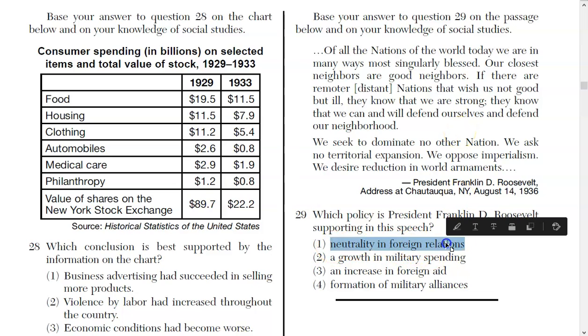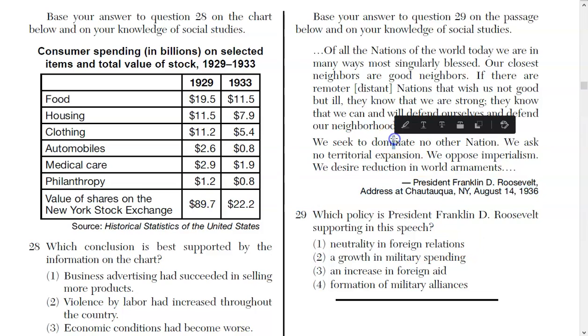So the best choice is neutrality in foreign relations. He's saying, look, we're not looking to conquer anything. We're not looking to have colonies. We are looking to reduce everybody's weapons. We don't want to get into it, but we will defend ourselves to keep ourselves out of it. So the best choice here really is neutrality in foreign relations. Although even in that neutrality, you can see Roosevelt in the background setting you up for the day when we're going to have to get involved. Okay, let's move on.